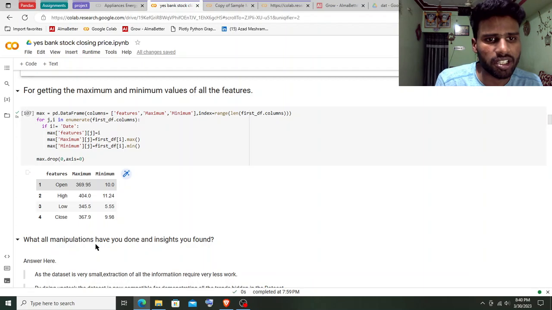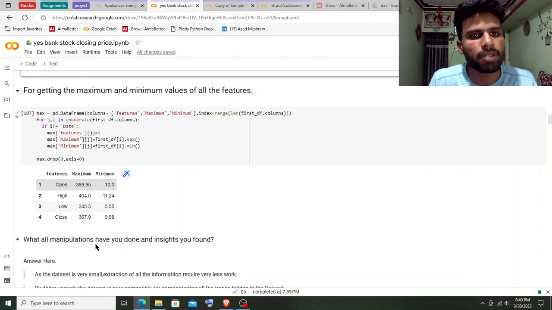So this functionality lets us know what the maximum value of the opening price of Yes Bank is, and what the minimum opening price of that particular stock could be.